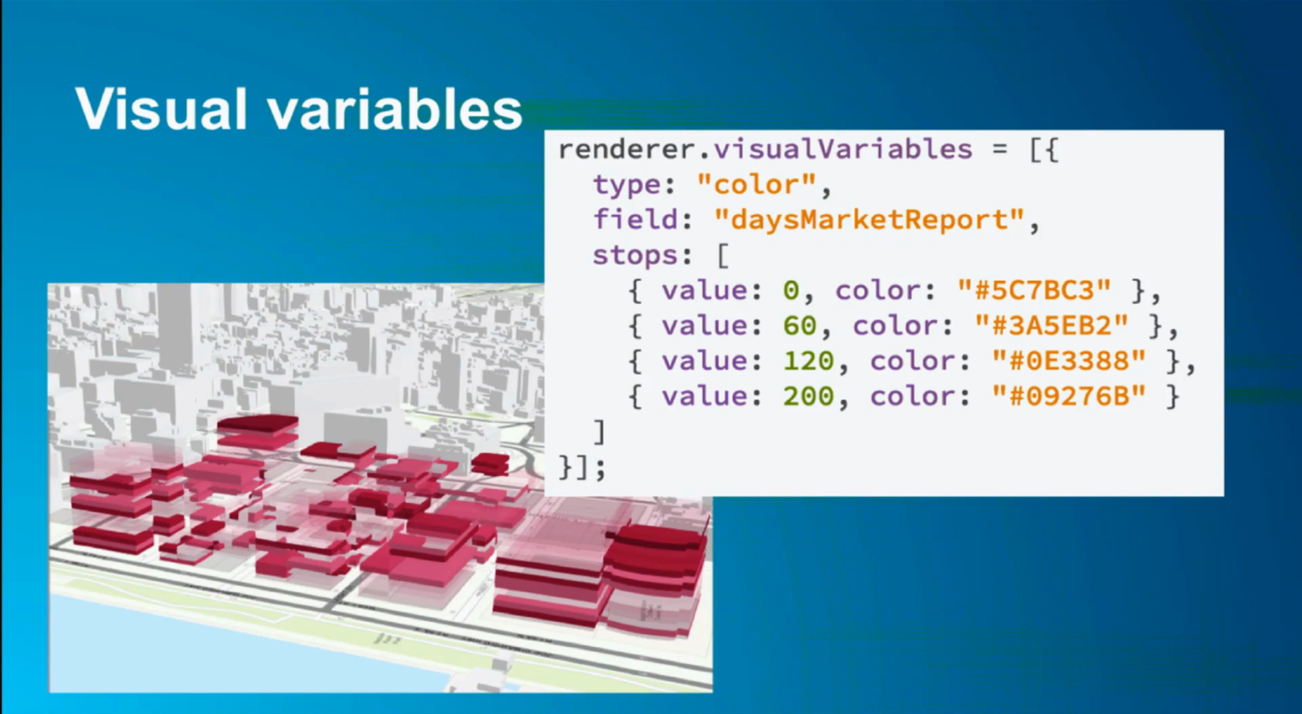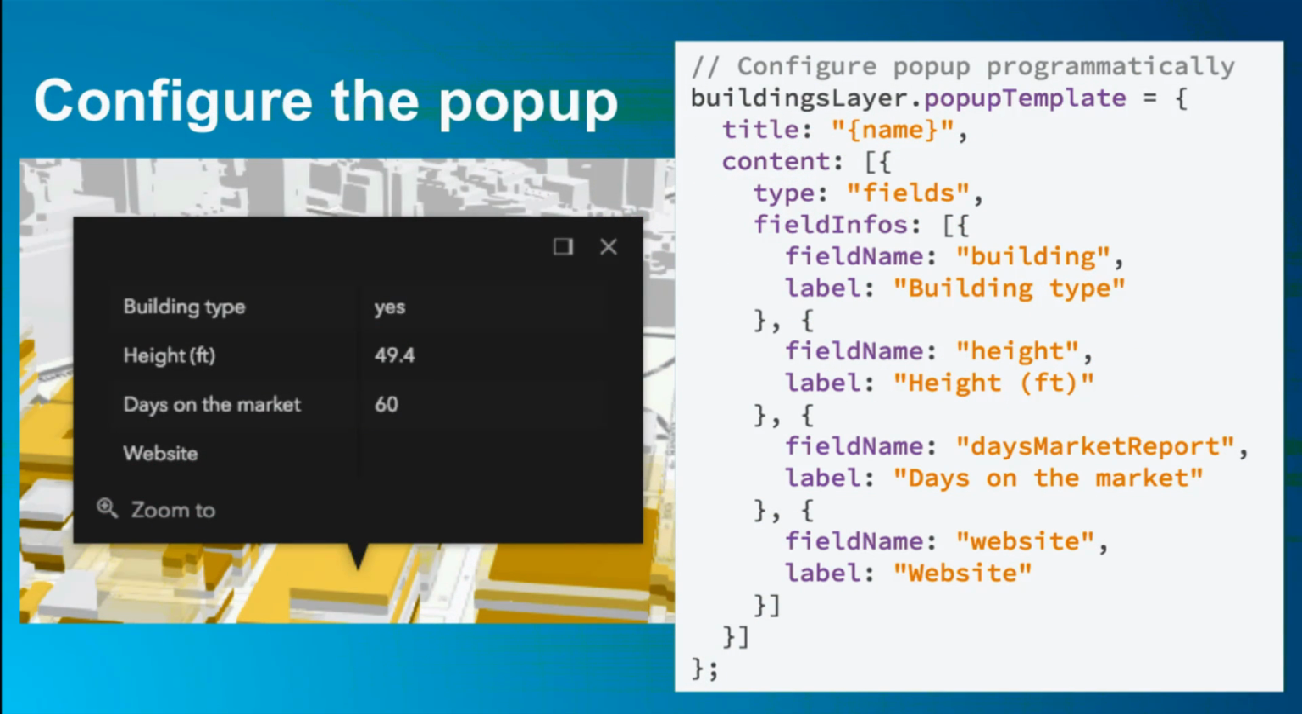You can configure how they interact when the user clicks them, and then you can also add a pop-up. So I'm adding this pop-up template to format a pop-up programmatically, and again, pretty basic stuff, but using the webscene API and the portal API really simplifies the code for you. And so that's basically all there is to it when it comes to creating 3D apps using the webscenes.